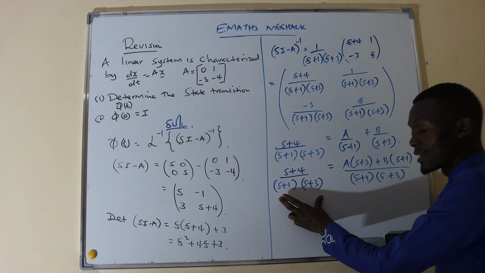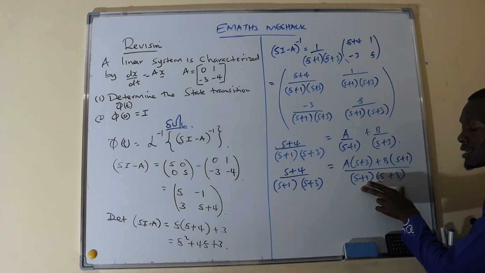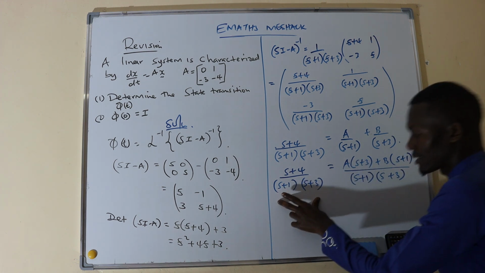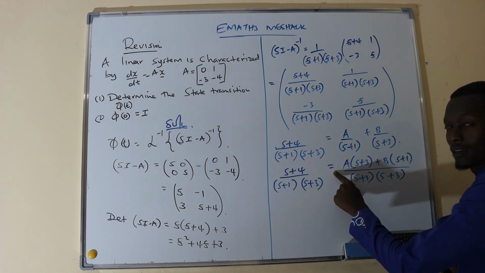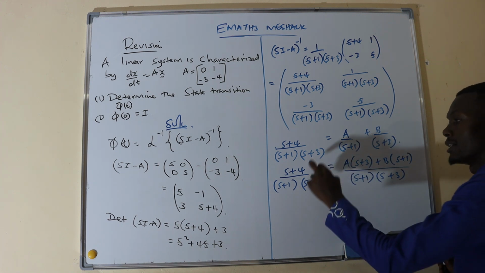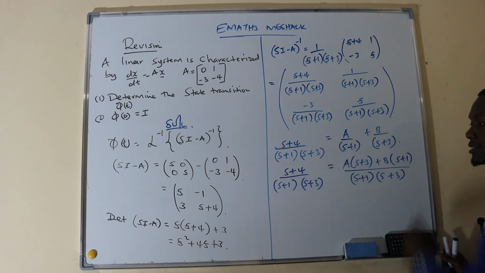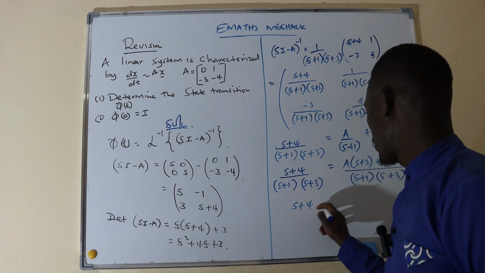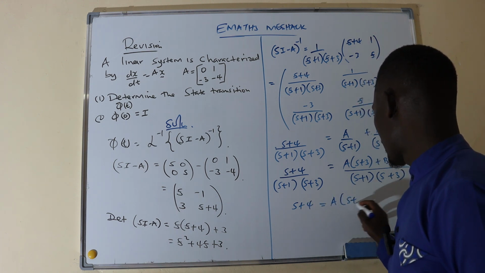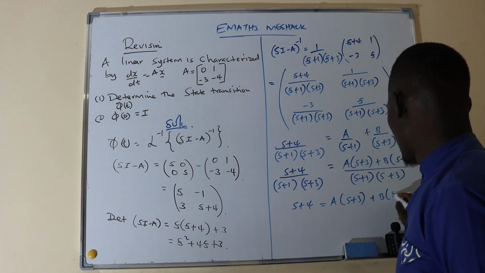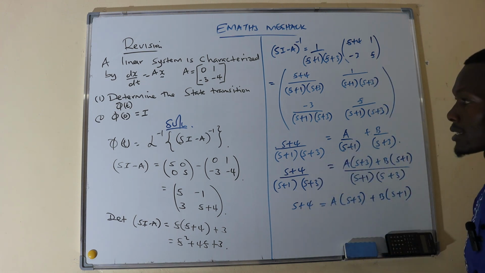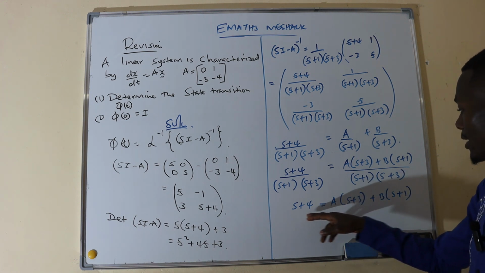The values in the denominator here are the same as the values in the denominator on this other side. Are we together? So if the denominator is the same, and you are using an equal sign, this is an equation, then we are saying the numerator here should also be the same as the numerator on the other side. So S plus 4 will also be given by A(S plus 3) plus B(S plus 1). Together. So the numerator and the numerator here should be the same by the end of the day.